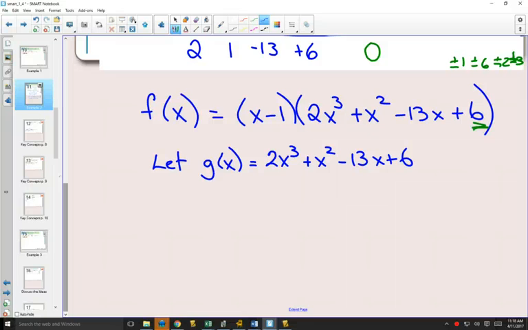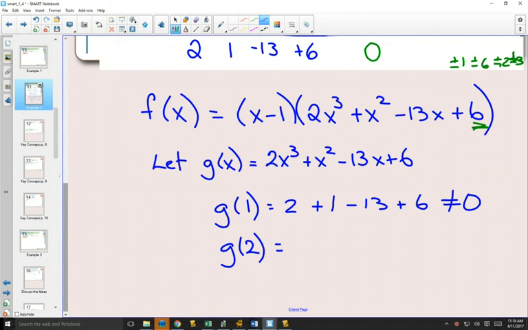So I tried 1 last time. Maybe 1 works again. So I try 1 again. 2 plus 1 minus 13 plus 6. Quick observation here. This doesn't equal 0. So I have to, so you say try 2. Thank you for looking ahead to save us some time. So 2 cubed is 8 times 2 is 16 plus 4 minus 26 plus 6. And sure enough, that equals 0.